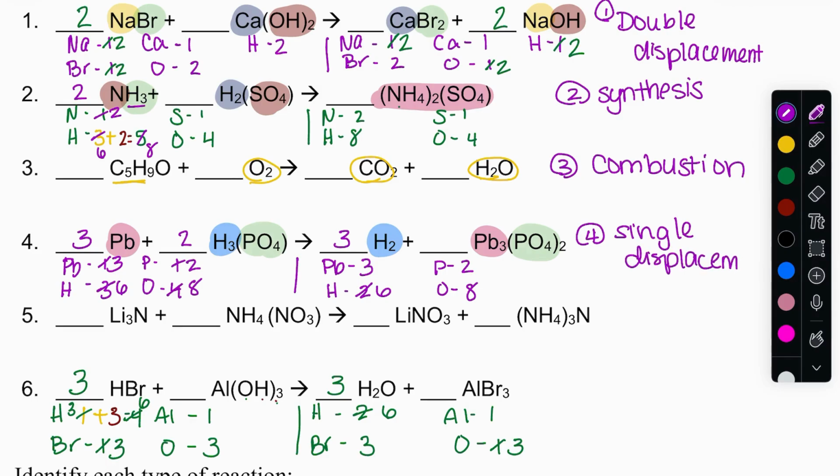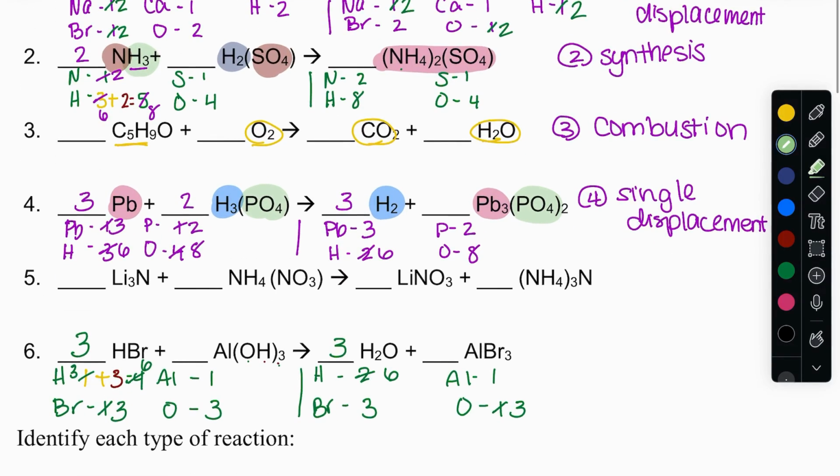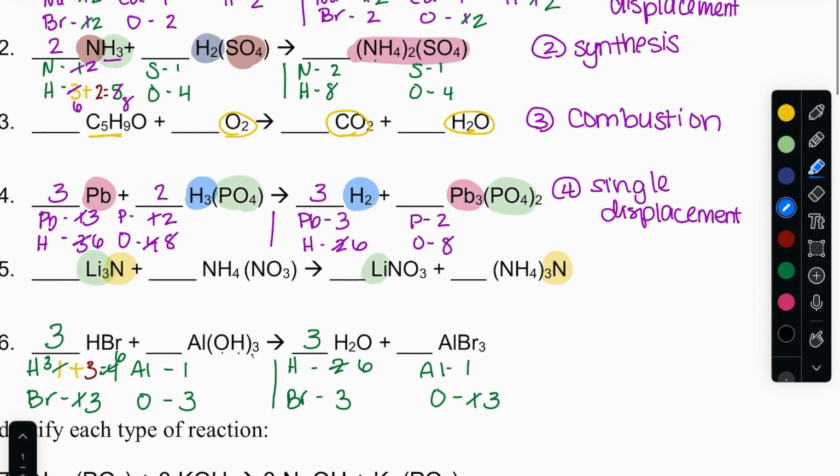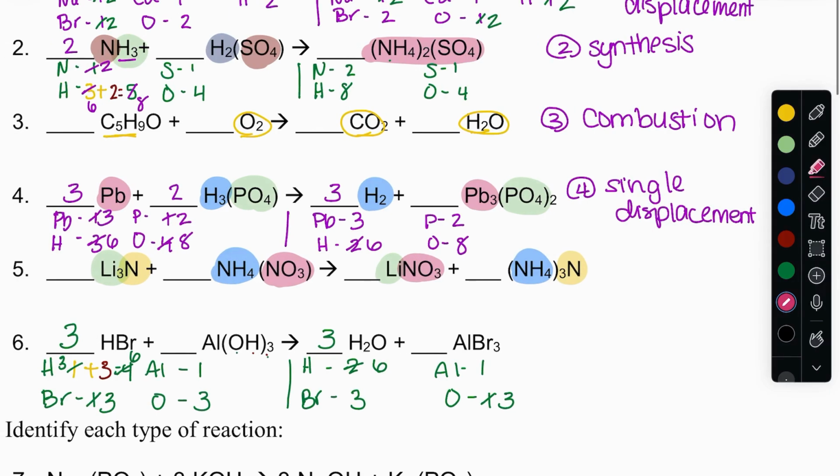All right, last but not, oh no, not last. I'm getting ahead of myself. Number 5. I have some lithium here and a lithium here. I got a nitrogen here and a nitrogen here. I got an NH4 here, an NH4 there, and an NO3 there, and an NO3 there. So I got 2 complicated things turning into 2 other complicated things where they swap partners. That is double displacement.